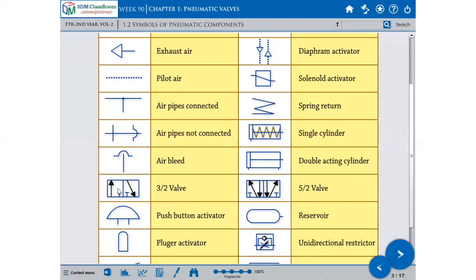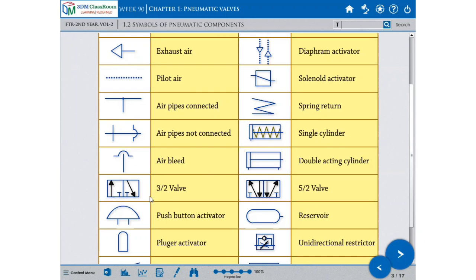You have to count this. How many ports are there? There are 3 ports. Okay, 1, 2, 3, and there are two positions. How can you identify? These are the 2 rectangles I put. Those boxes are 2 positions, and these are the ports.